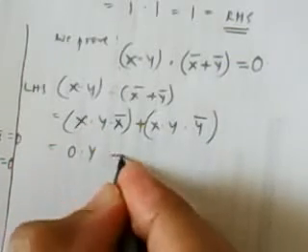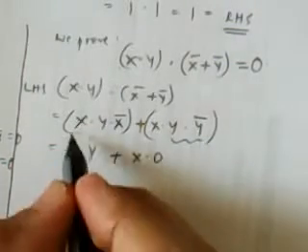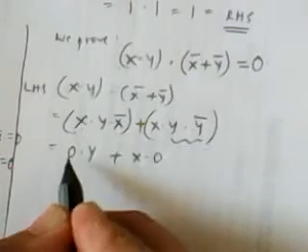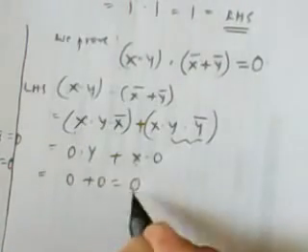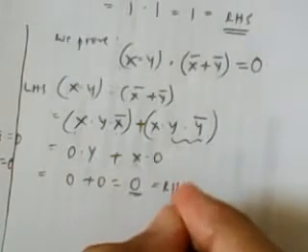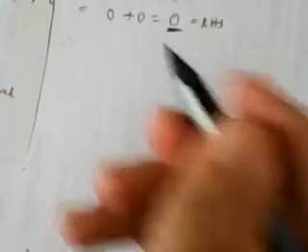So how much is x bar? Here x bar is 0, so 0 dot y, and y bar is 0. So x dot 0 is 0. So y remains: 0 dot y plus x dot 0, which is 0 plus 0, equal to 0. This is equal to the RHS. Right? So therefore we have proved both the parts.